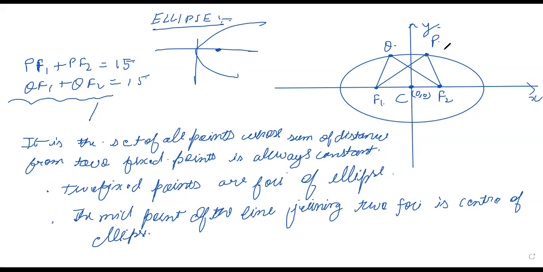There is another term known as the major axis and minor axis. The major axis is that axis which is passing through the foci, means this line, this x-axis. In the case of this ellipse, this x-axis is the major axis. Whenever a line passes through both of the foci, that line is the major axis of an ellipse.